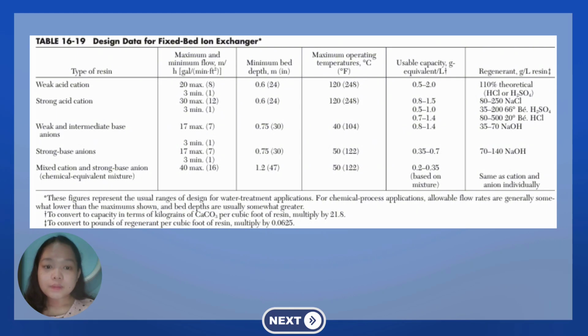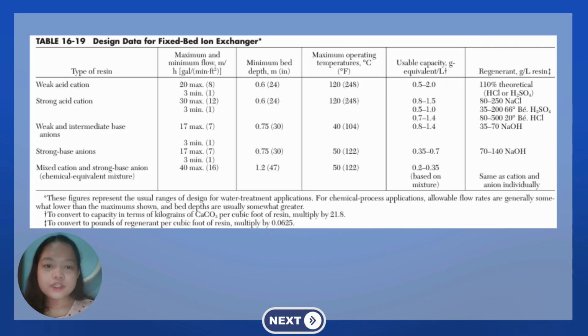Bawat resin may max and minimum flow rate. Naka-indicate sa m cube per hour at gallons per minute. Halimbawa, weak acid cation, max is 20 m cube per hour or 8 gallons per minute, and minimum is 3 m cube per hour or 1 gallon per minute. Yung minimum bed depth naman, gaano kalalim ang resin bed? Usually around 0.6 to 1.2 meters.